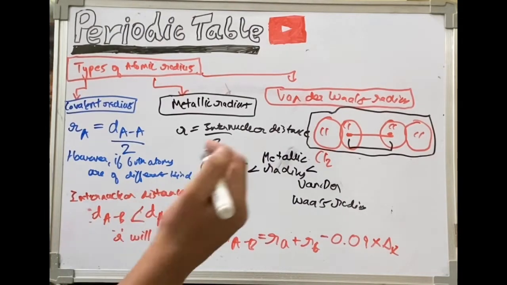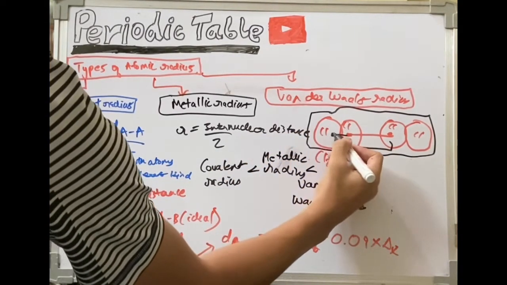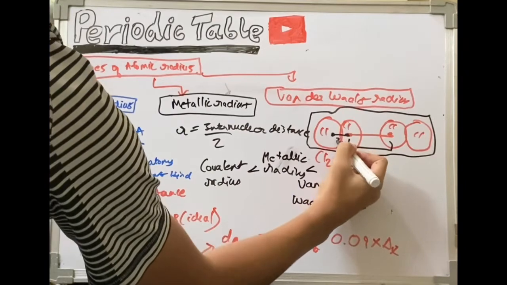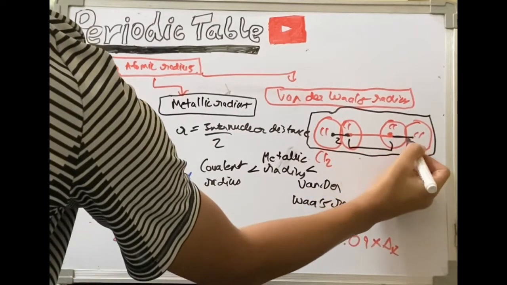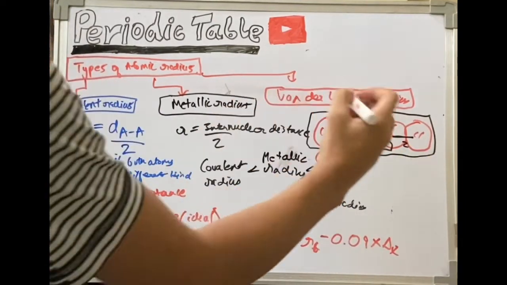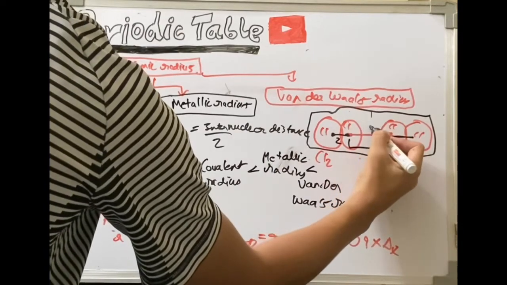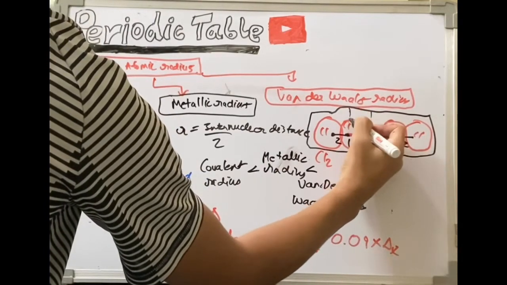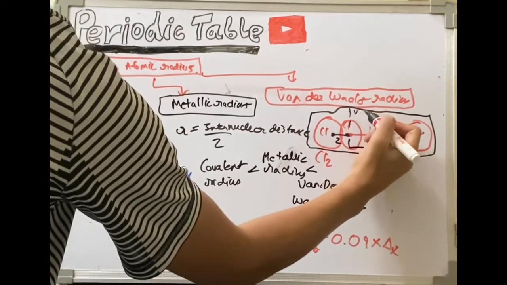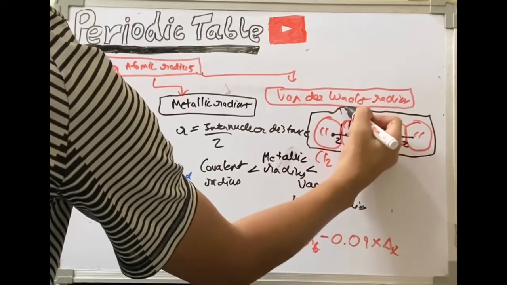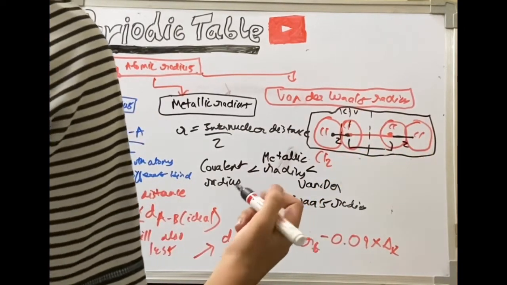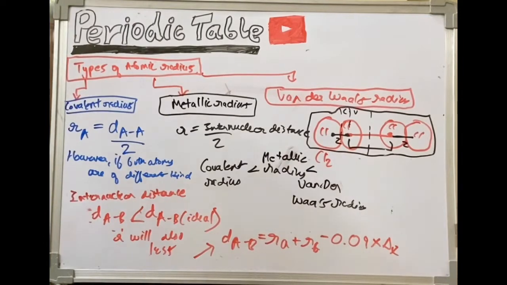So here this will be the covalent radius, this divided by 2, divided by 2. Okay? So this will be the van der Waals radius, and this will be the covalent radius over here. That is pretty basic to understand, I hope.